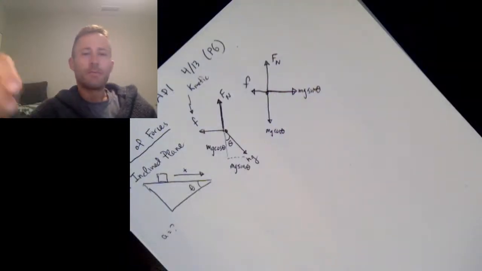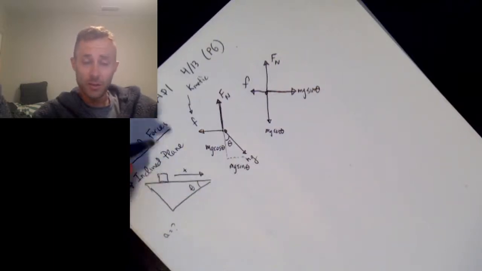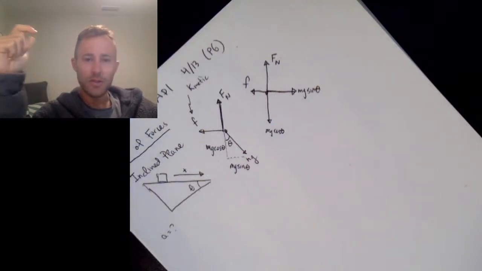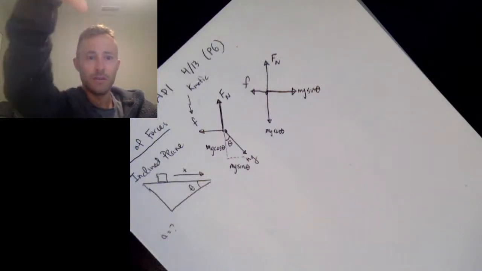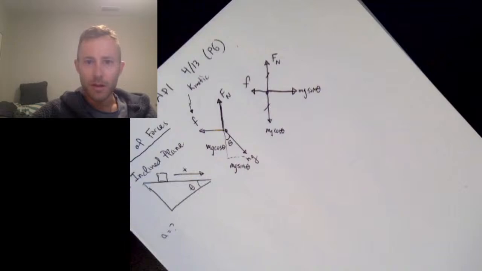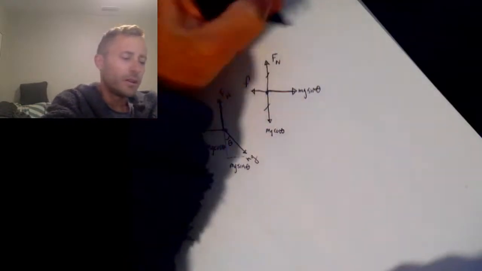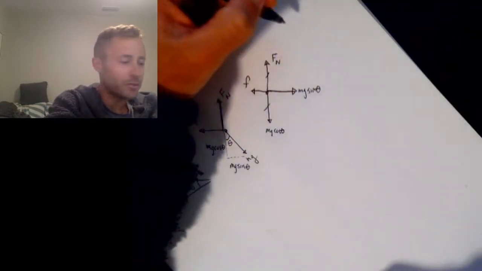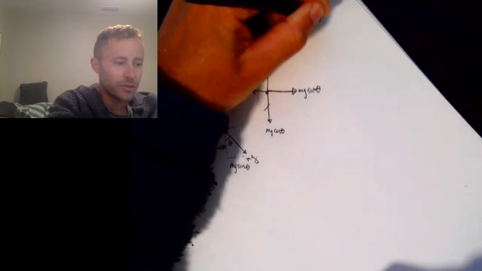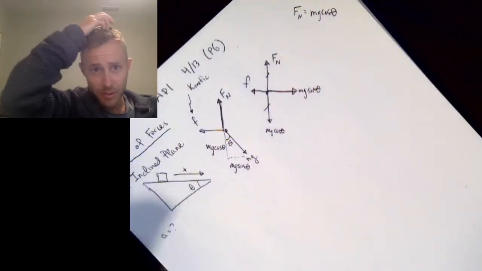Now, because the block is not moving perpendicular to the incline, it's not passing through the incline, it's not lifting off the incline, that means that the net force in that direction has to be zero, because if the net force was not zero, it would be accelerating in that direction. So these two have to be equal and opposite. So they basically cancel each other out. And in order to cancel each other out, they need to be the same size. So that means that the normal force is equal to mg cosine of theta. They're opposite in direction, but equal in size.